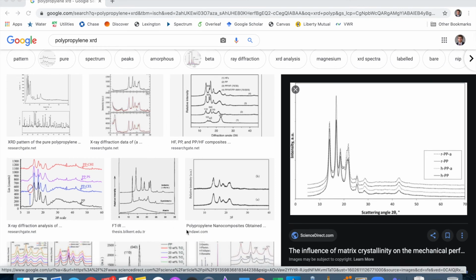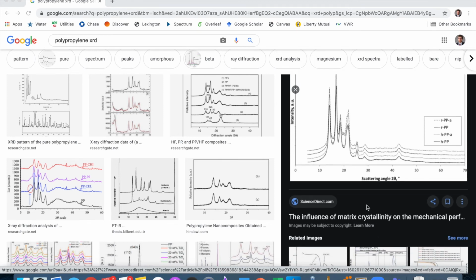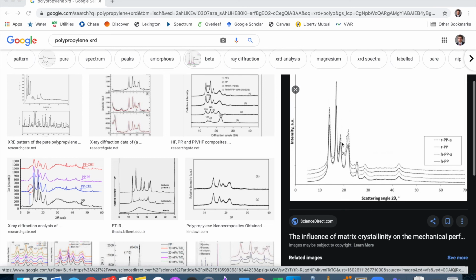And then most of these are going to be tied back to an article. So make sure the citation is reputable. The best way is if it references back to a paper. Then you can go back and make sure that the procedure is very similar to yours. So make sure they're using the same X-ray source as you so that you can compare the peak locations.